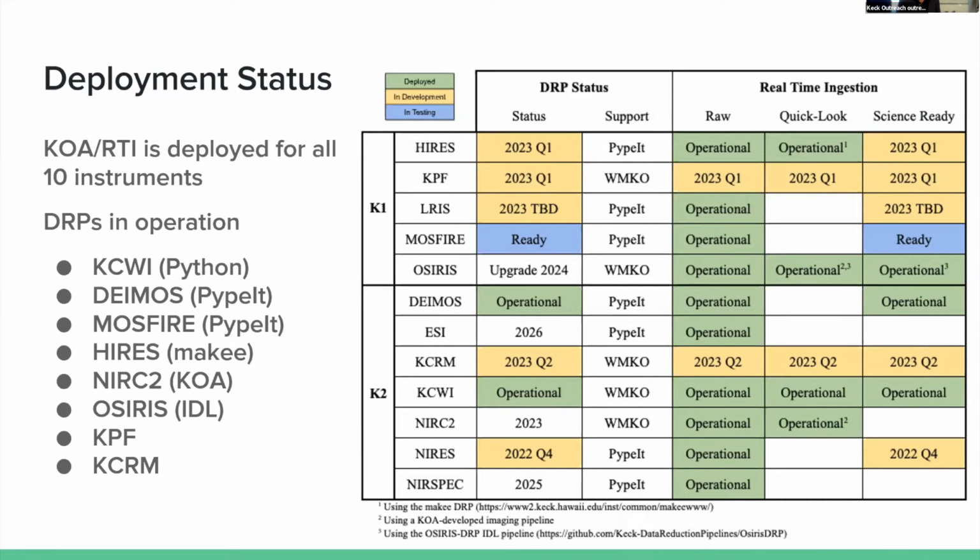But we needed 4 by February, right? So that's 3 of them. The 4th one will be KPF when it comes online in '23. So we will meet that requirement as well.